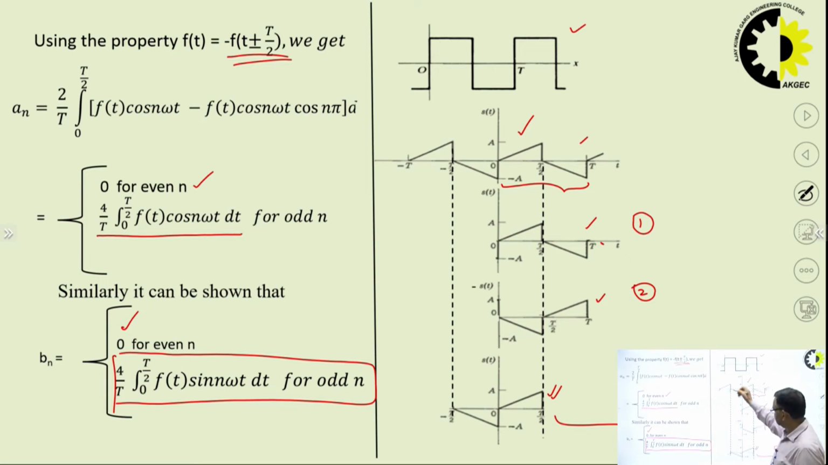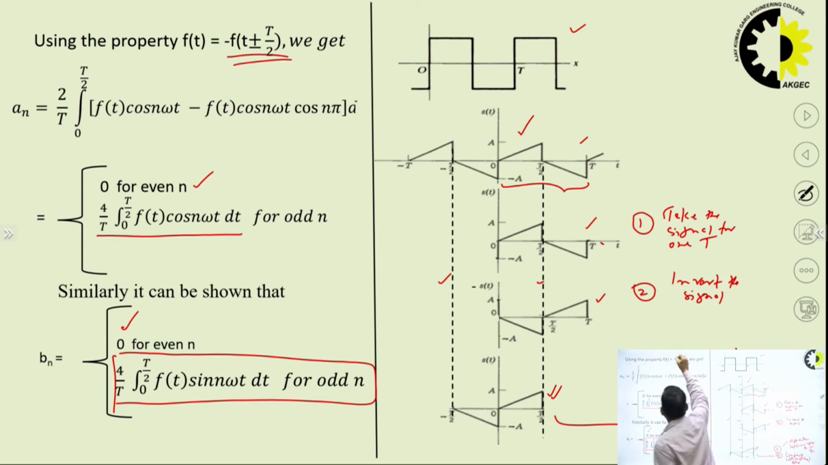Just for the sake of clarity, I have drawn these dotted lines. Take the signal for one time period, invert the signal, then shift either left or right by T by 2, because it is plus minus T by 2, and then compare. If these two signals are identical, then it has half wave symmetry. You have to remember this procedure to check the half wave symmetry of a given signal.